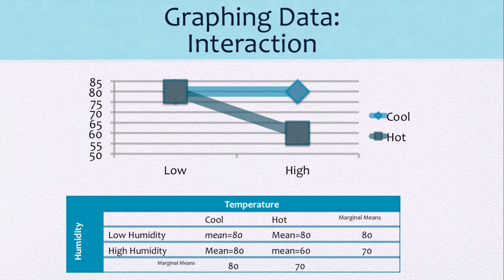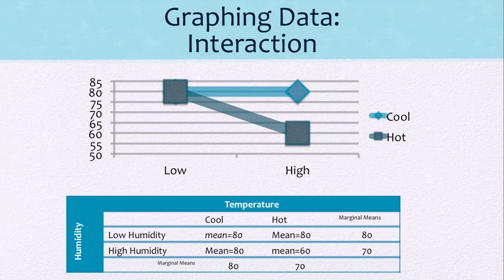So here now, what is illustrated on this slide is an interaction. And I can look at it and tell because I see these two lines converging. Once the lines are converging, they look like they're about to converge, they're intersecting, that's a good indication that there's potentially an interaction there. Well, based on what I'm seeing here, individuals who experience low humidity, regardless of whether the temperature in the room was cool or hot, they achieved the same.